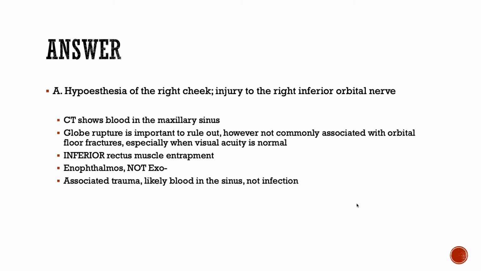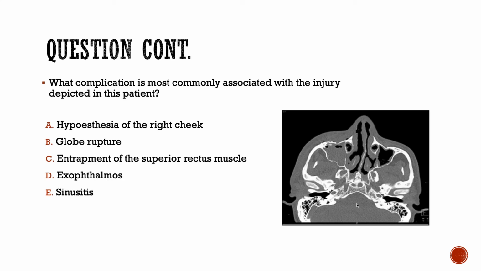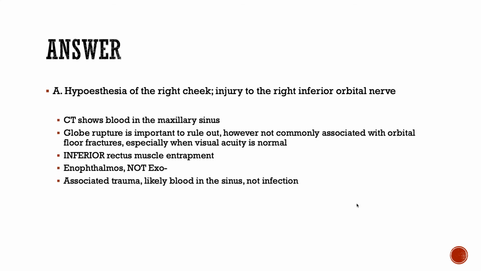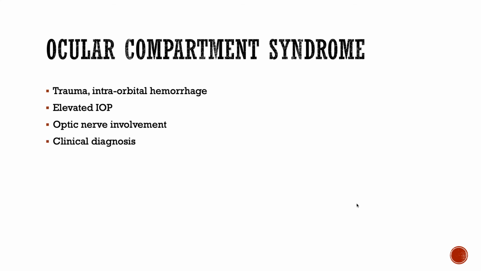And then you see blood in the maxillary sinus. So going back here, you see the maxillary sinus here where the fracture is, and you see blood in there. So that with a mechanism, with the associated trauma, it is likely blood and not an infection like a sinusitis or something like that. So real quick on ocular compartment syndrome. So again, associated with trauma, hemorrhaging along the inside of the eye.